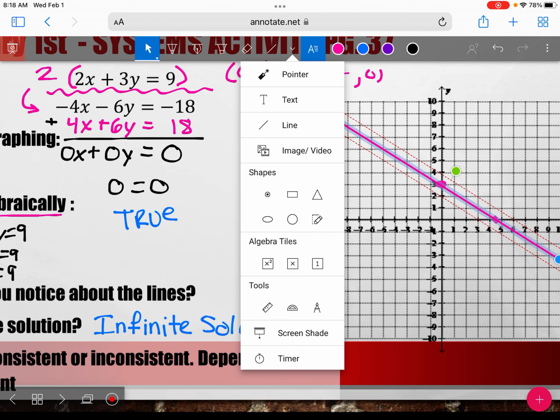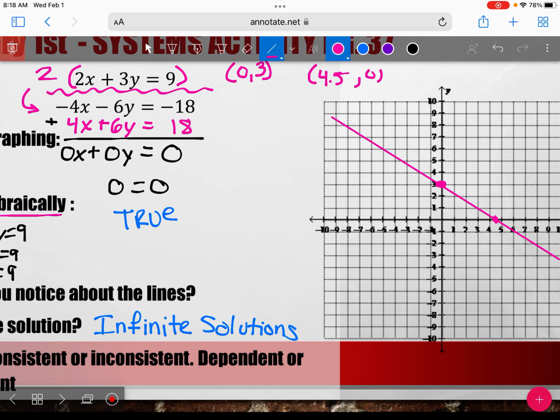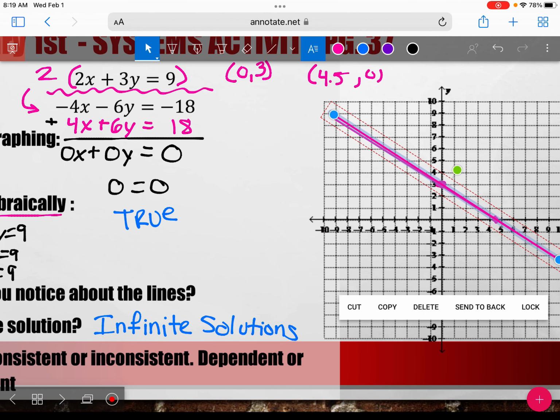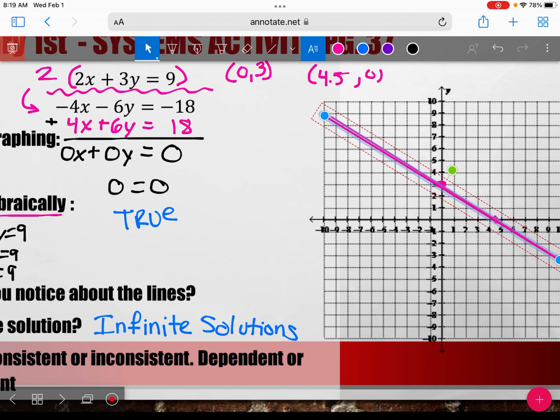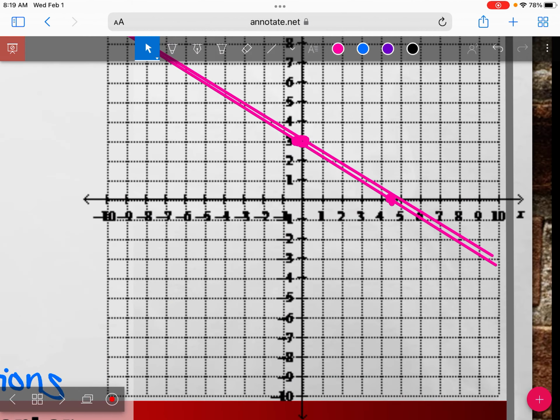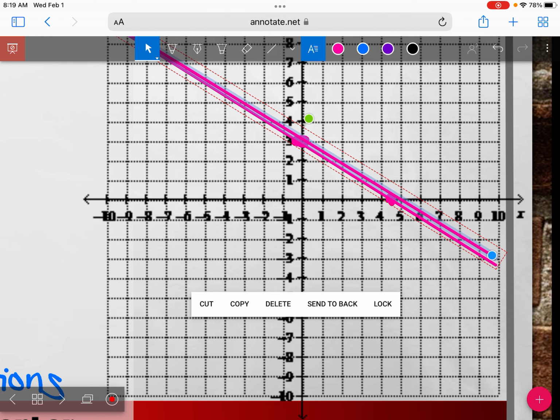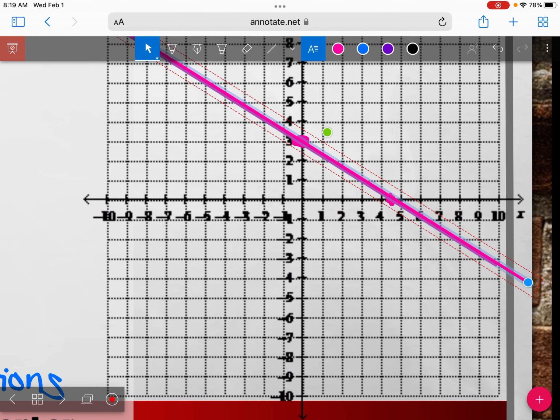Make it chunkier. I have no idea how to make it chunkier. I'm going to put another line. There we go. That's trying to be a chunky line so we can see stuff. There we go, that's better. Chunky line. So that's my top equation there.